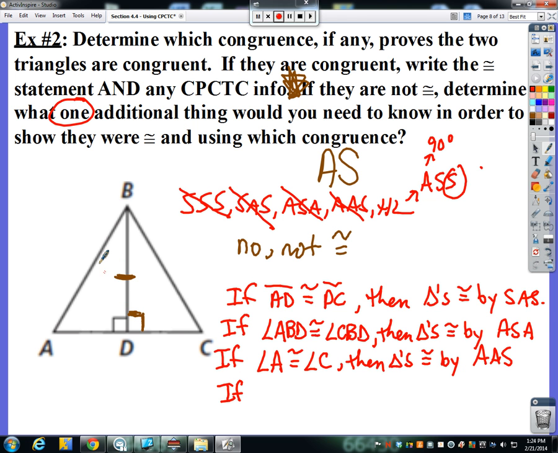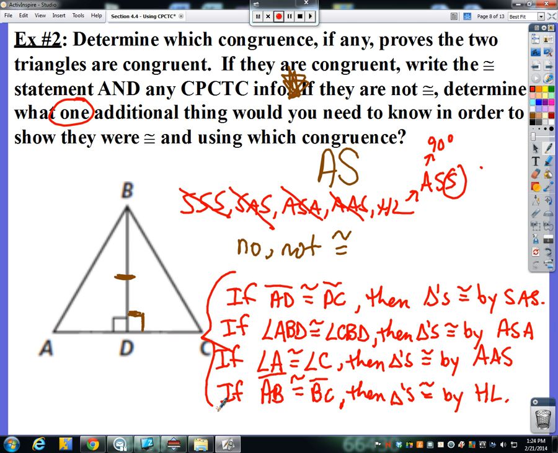So now if AB was congruent to BC, then the triangles are congruent by HL. So technically in this problem, there are 4 possible correct answers. And all you have to do is find one of them. So hopefully you found one of those 4, but just realize that there were 3 other potential answers you could have given.